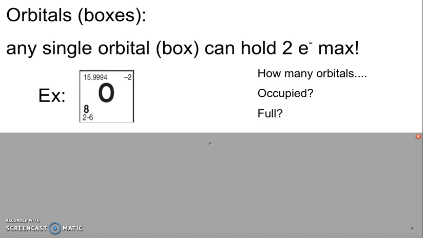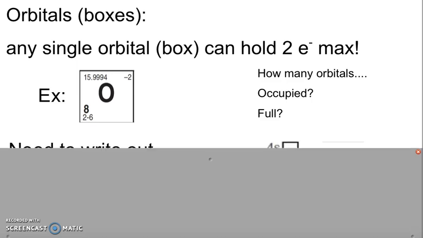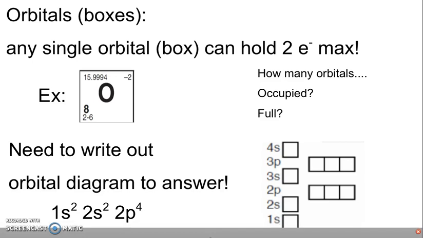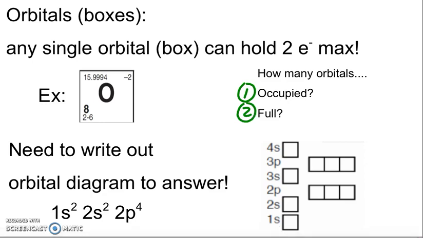Orbitals, boxes. Any single orbital or box can hold 2 electrons max. To answer how many orbitals are occupied or how many are full, you're going to need to write out a full orbital diagram. If we do that, it's going to look like this. So we have 1, 2, 3, 4, 5 orbitals that are occupied, and we have 1, 2, 3 orbitals that are full. I'm out of time. See you in class.